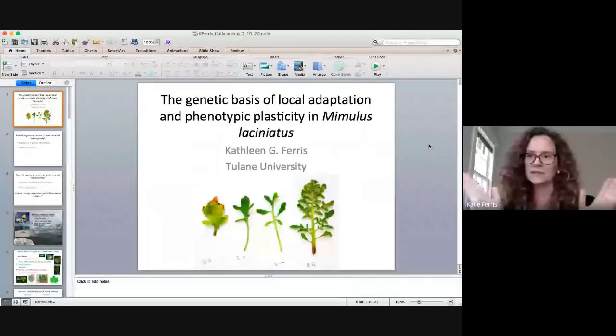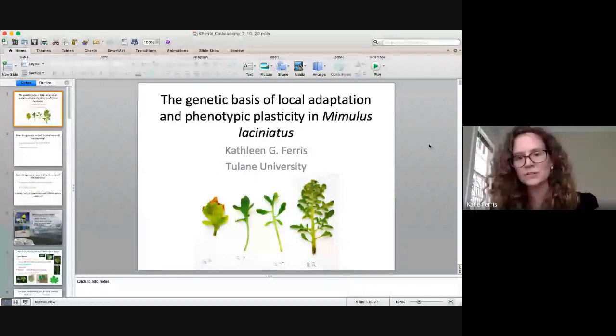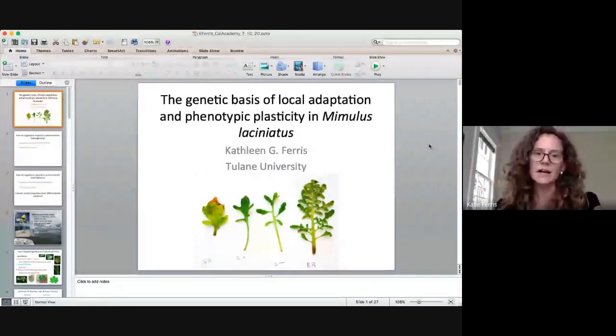Going to be talking about something a bit more specific, which is a major component of my lab's research at Tulane University right now. So I'm going to be talking to you about the genetic basis of local adaptation and phenotypic plasticity in Mimulus laciniatus, which is a montane monkey flower. So that part is true.